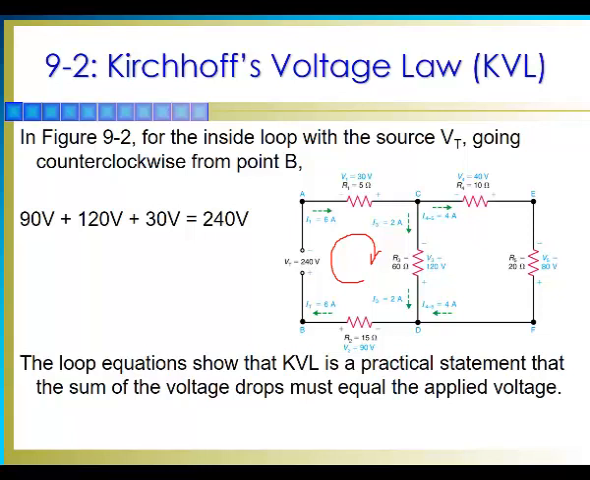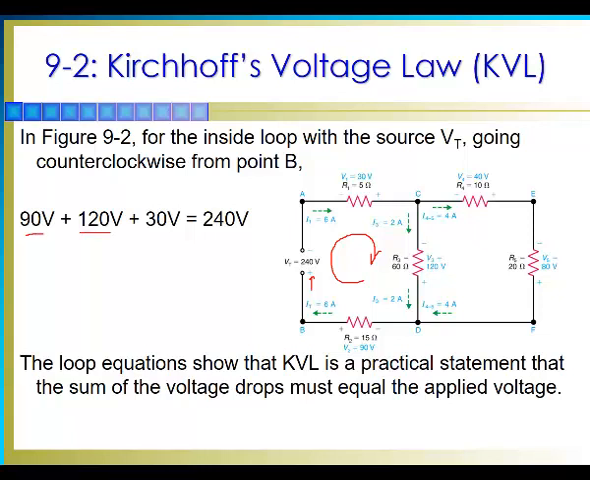Okay, so if we go in this direction clockwise, the current would be entering the voltage source on the positive, so that would be a positive voltage. So we would have 240 minus 30 minus 120 minus 90, that should be equal to 0, which stays right here. See that?